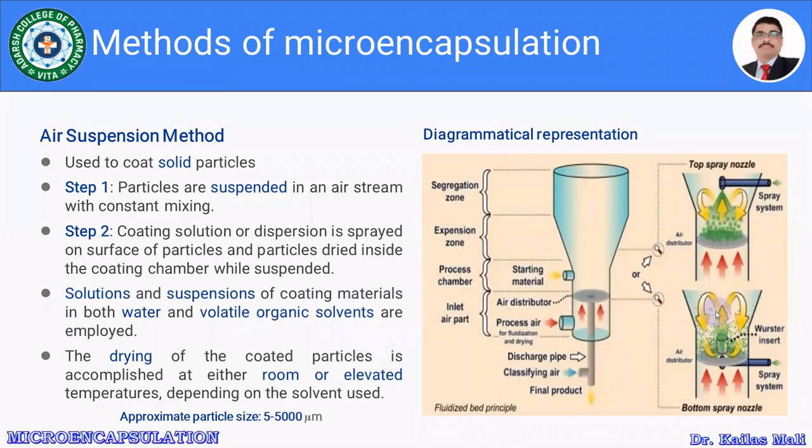So it is possible to use the coating formula, or the coating formula can be prepared by using water or volatile organic solvents. The drying of the coated particle is accomplished at either room temperature or elevated temperature depending on the solvent used, isn't it? So this is about the air suspension method. Visual, one short video of 2 to 3 minutes which is related with the Wurster coater or air suspension method.